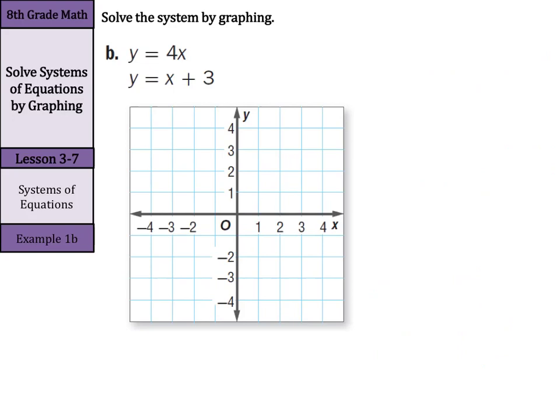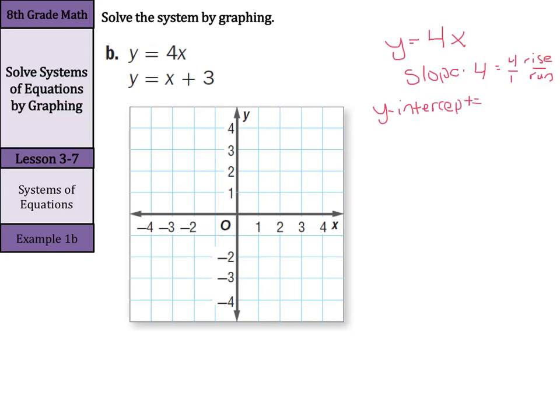As we look at our second example of this type, we can do the same thing. We need to graph both equations, y equals 4x and y equals x plus 3. So if we start with our y equals 4x, we have a slope of 4, which is 4 over 1. So we're going to rise 4 and run 1 from our starting point, which is our y-intercept.